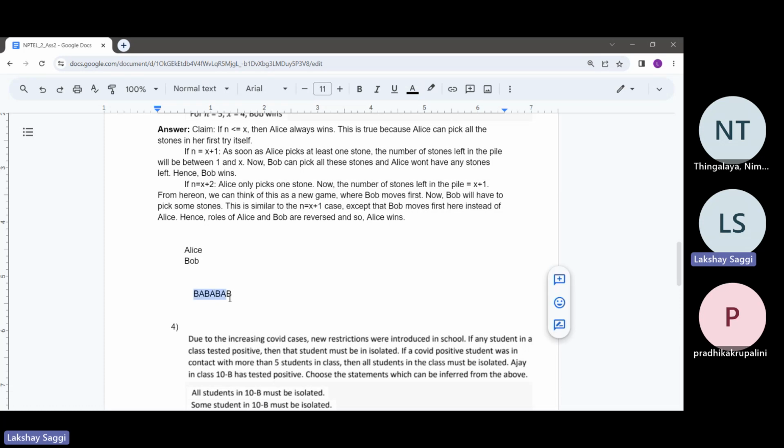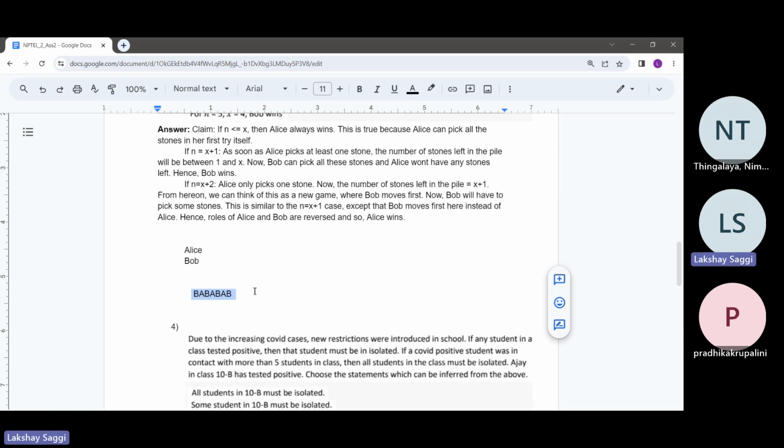And now we have another sequence of moves. In this sequence of moves, Bob will move first. Because in actuality, Alice was moving first, but as Alice has already moved, now it is the turn of Bob. If we just remove the initial move of Alice, and say that we are starting with x plus 1 stones instead of x plus 2 stones, the problem becomes identical. That's what I'm trying to say.